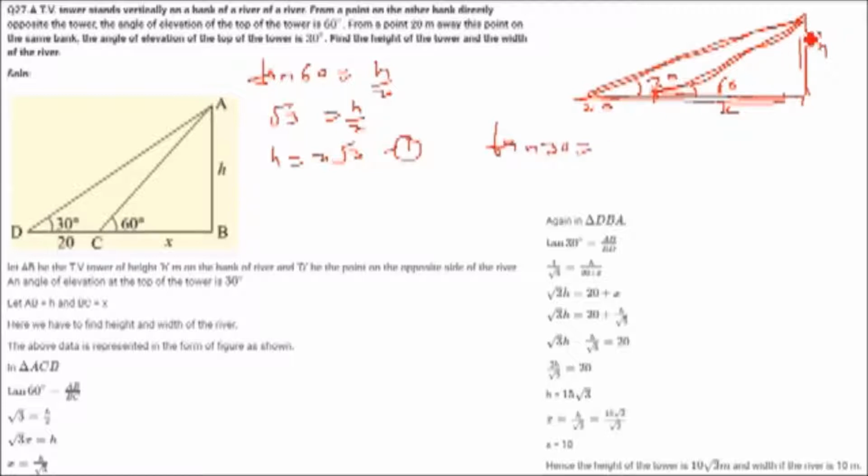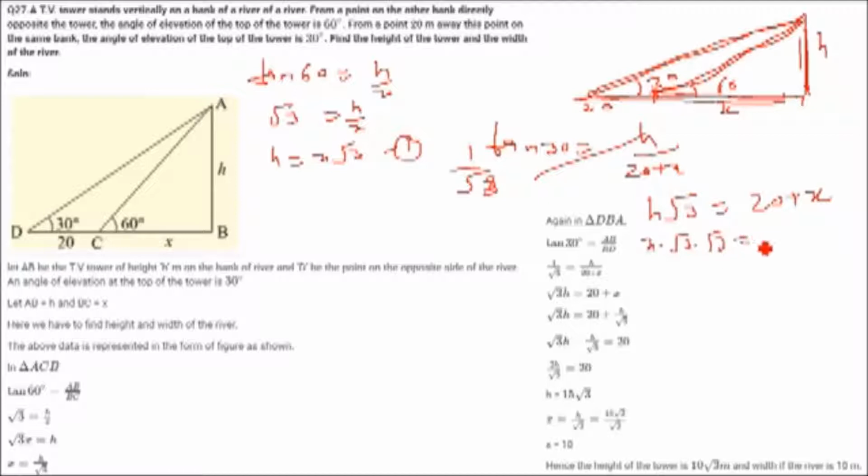So tan 30 will be perpendicular h by base 20 plus x. Tan 30 is 1 by root 3, so we can write 1 by root 3 here. So now this h root 3 will be equal to 20 plus x. Now you can put h as x root 3 here. So x into root 3 equal to 20 plus x.